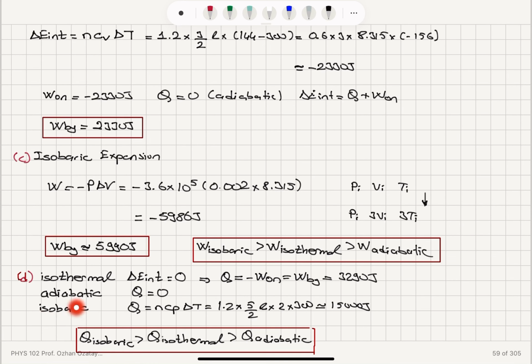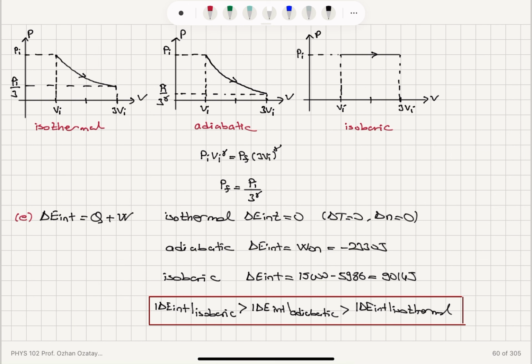By definition, isobaric process, Q is equal to nCp delta T, and Cp is 5/2 R, and that gives me 15,000 joules. So we can see isobaric process heat added is greater than isothermal, greater than adiabatic, which is 0. Then I have looked at what is the final pressure of the isothermal process. Because pressure times volume product is a constant, it has to be P_i/3 at the final state. For the adiabatic process, PV^gamma is a constant. That means P_initial times (1/3)^gamma is the final pressure. In the isobaric process, it's the same pressure during the expansion.